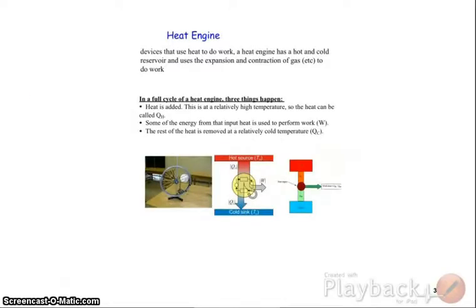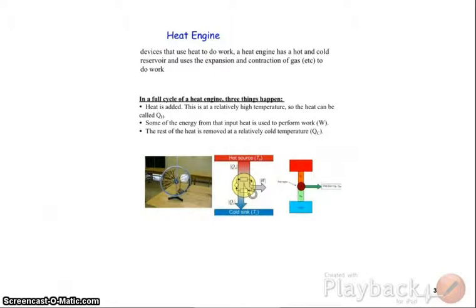Now, a heat engine is a device that uses heat to do work. A heat engine has a hot reservoir and a cold reservoir, and it uses the expansion and contraction of gas to do work. An example of this would be pistons in a car. When the gas gets hot, it expands, causing the pistons to go up, and then it cools and comes back down.